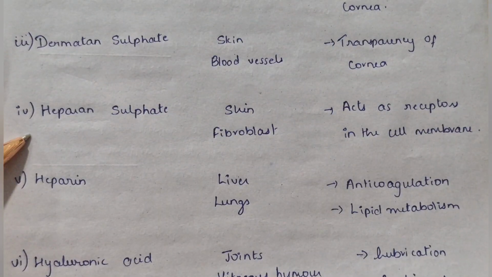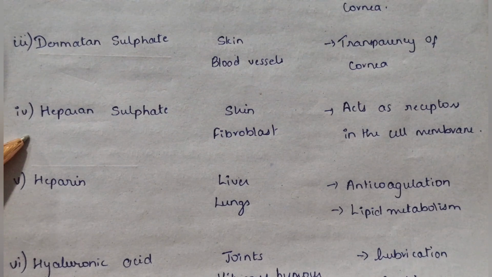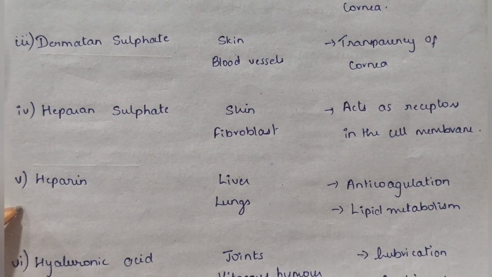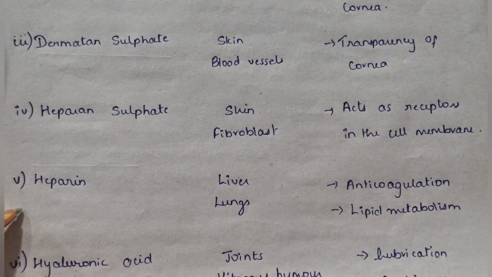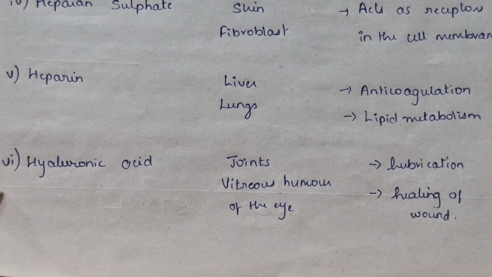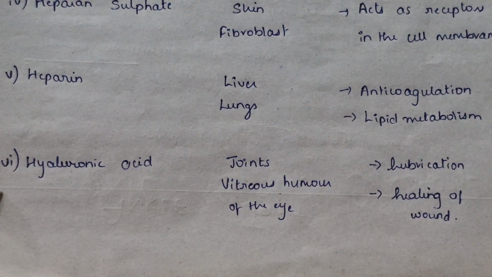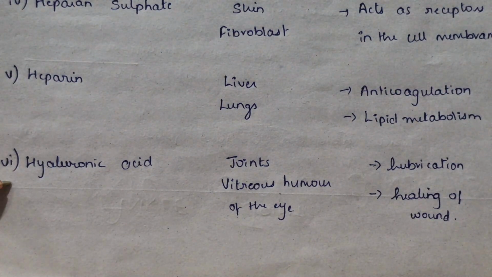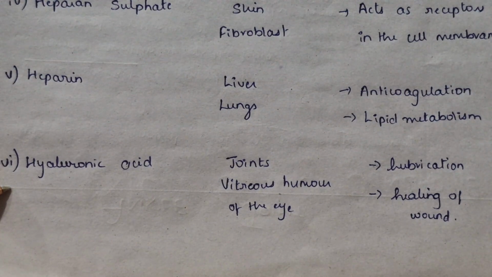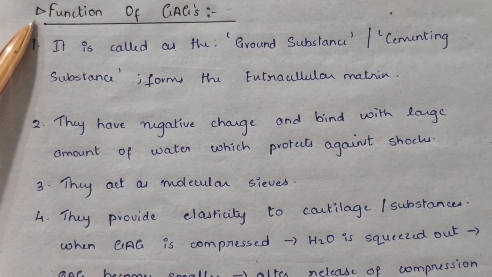The fourth one is heparan sulfate, present in the skin and fibroblast, acts as receptors in the cell membrane. The fifth one is heparin, present in the liver and lungs, helps in anticoagulation and lipid metabolism. The sixth one is hyaluronic acid, present in the joints and vitreous humor of the eye, helps in lubrication and healing of wound. Function of GAGs.